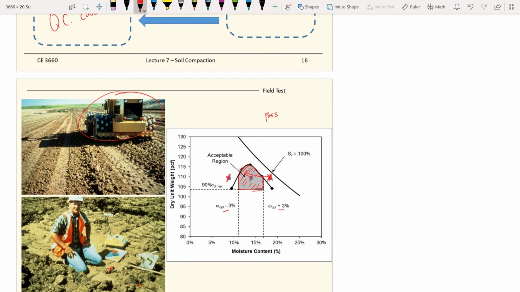Or if you have a compaction point right there, what we need to do is maybe, at that point, you may want to add water to that, such that you will get to the acceptable passing range. If you have a failing point right here, and you keep adding water or drying, keep wetting or drying, it doesn't help. So you get a test result right there. What you want to maybe recommend the contractor is to do more compaction effort.